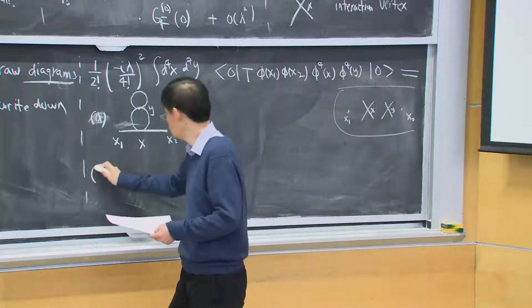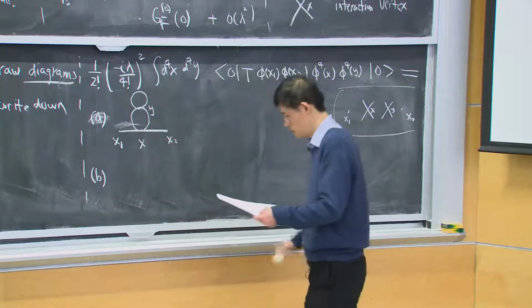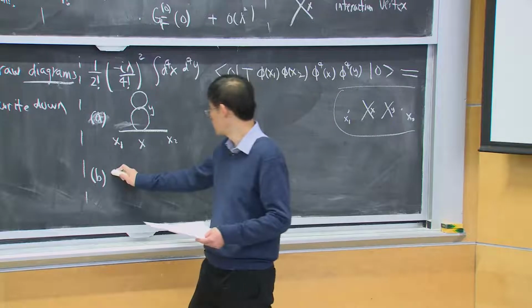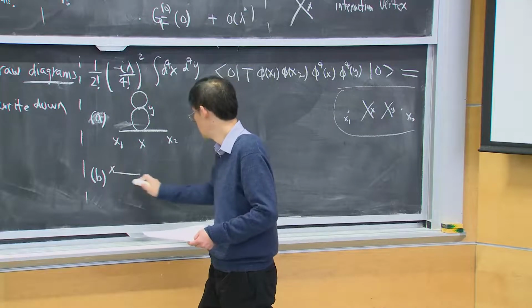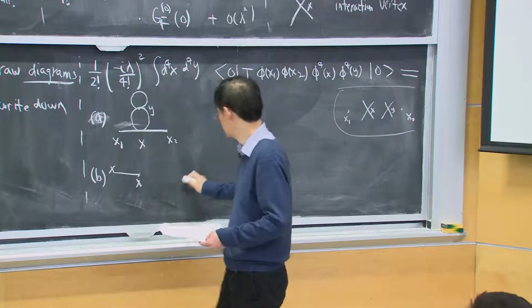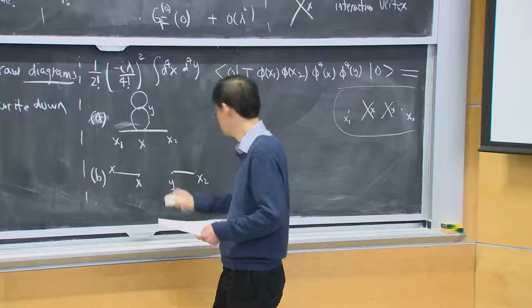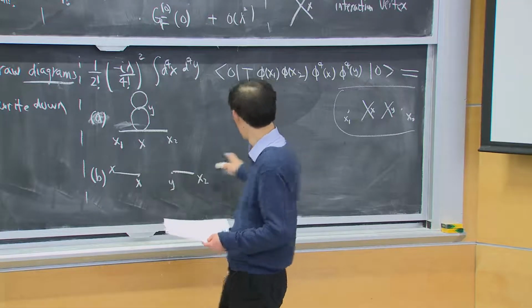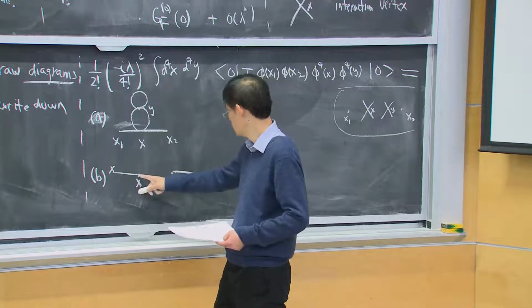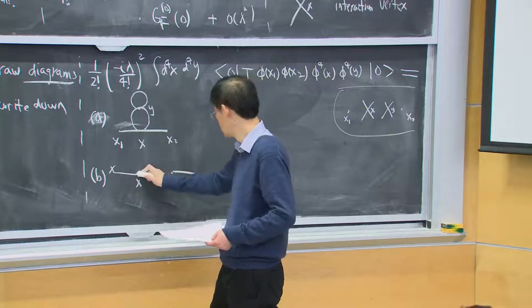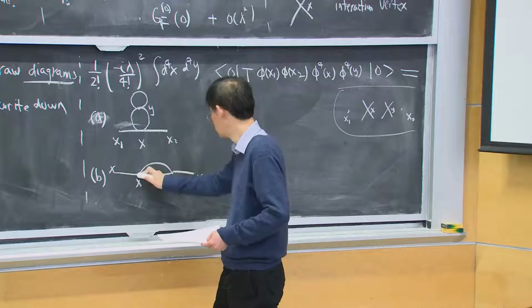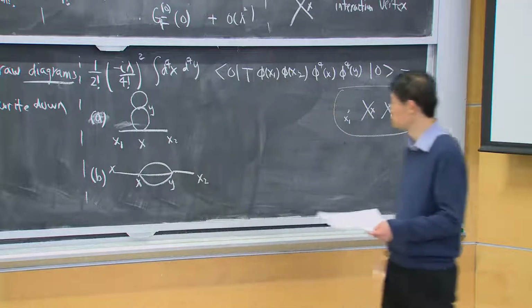The second possibility is that x1 connects to x, and x2 connects to y. And now there are 3 lines between x and y that we have to connect. So we can have something like that. This is the second.